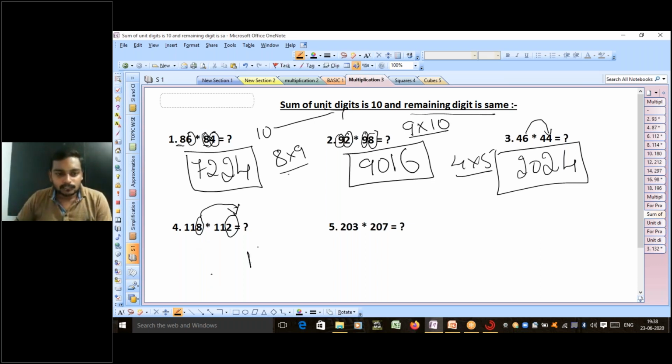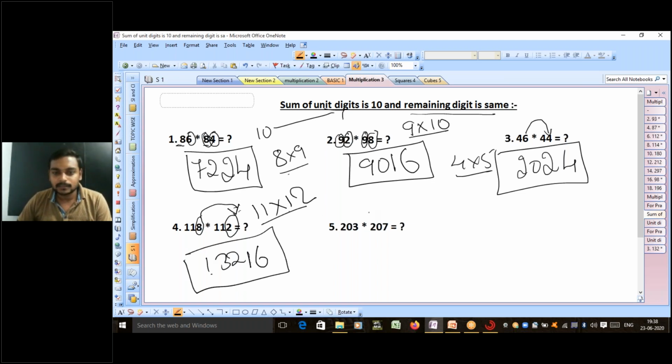So 8 2s are 16. Then the remaining number we have 11. Multiply 11 with the next number, 11 into 2, which is equal to 132. Just right here. So 13216.